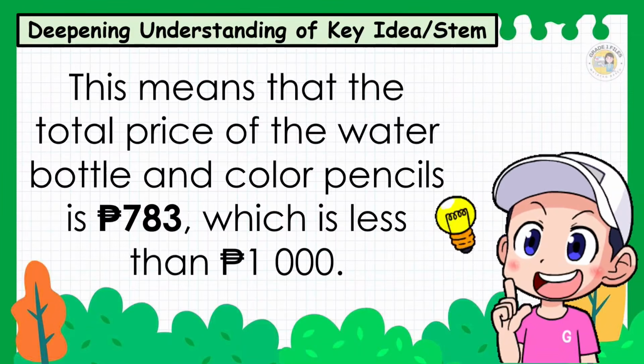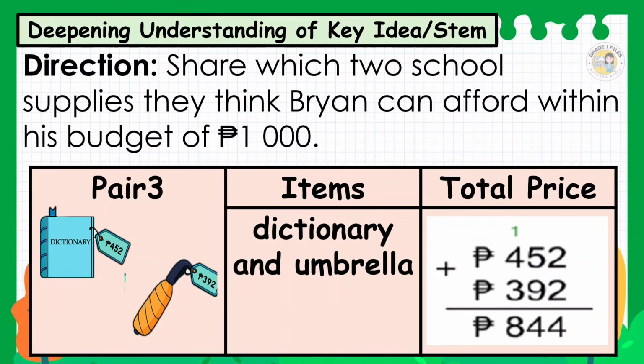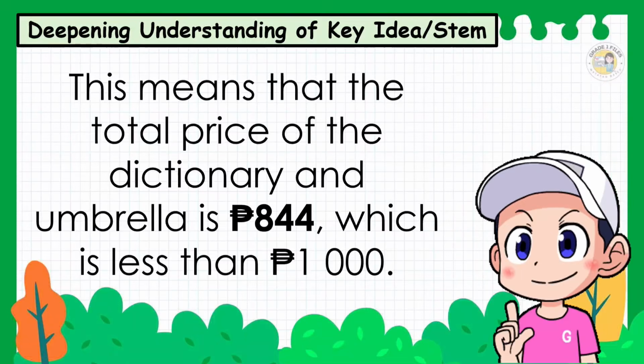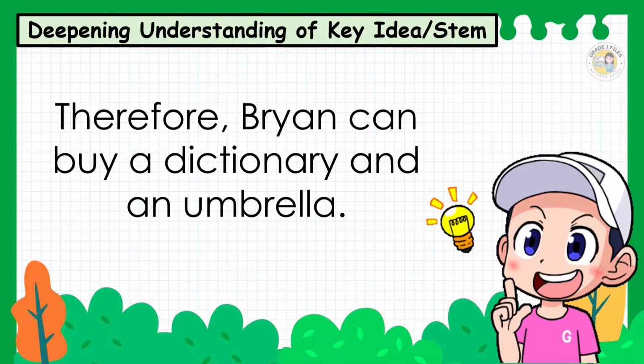This means that the total price of the water bottle and color pencils is 783 pesos, which is less than 1,000 pesos. Therefore, Brian can buy a water bottle and color pencils. This means that the total price of the dictionary and umbrella is 844 pesos, which is less than 1,000 pesos. Therefore, Brian can buy a dictionary and an umbrella.